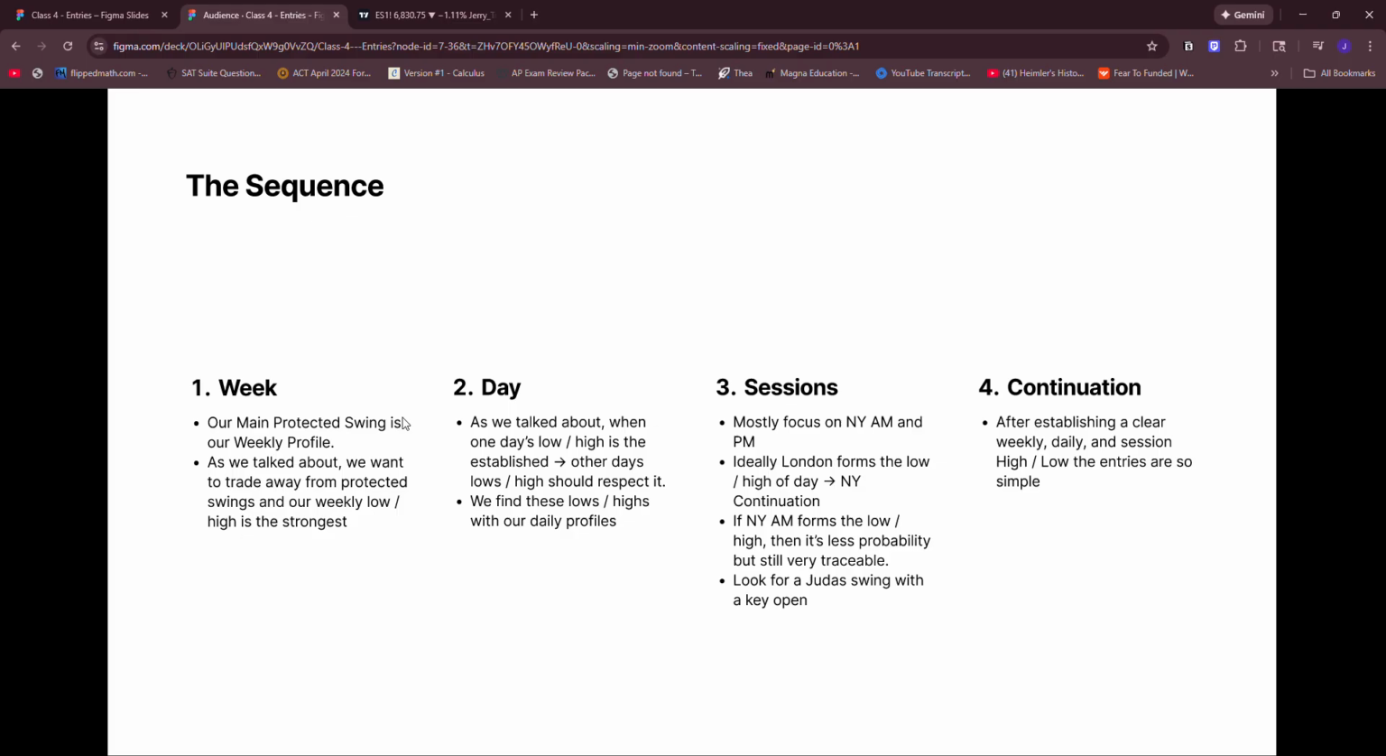This is the review of everything we talked about in this class. Weekly profiles, right? Our main protected swing is our weekly profile. As we talked about, you want to trade away from the weekly protected swings, and our weekly low / high is the strongest one, right? And then obviously the day, you want to see based off of what London and New York do. We want to see what kind of daily profile plays out, right? And then sessions, right? That's basically similar. And we have continuations, right?